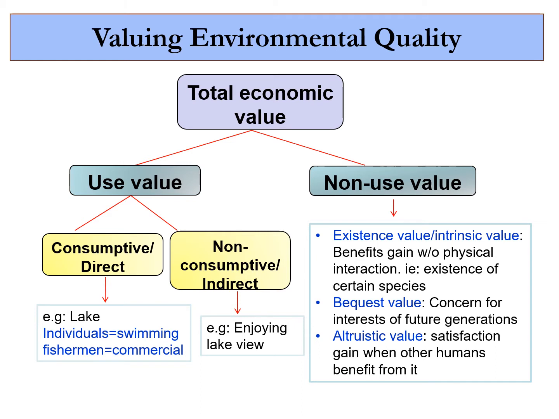Let's take the same example, which is a lake. People can enjoy the lake view without consuming it directly, right? So now let's focus on the non-use value. The first term is existence value or intrinsic value. This is the benefit gained without physical interaction. For the use value, we need to have a physical interaction. While for the non-use value, even without the physical interaction, we can still get benefit out of it.